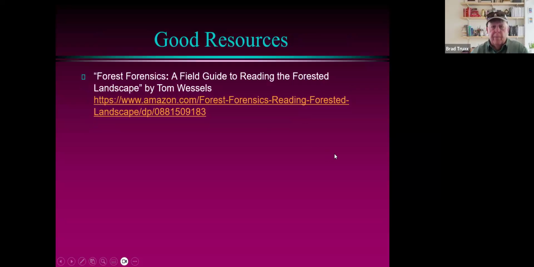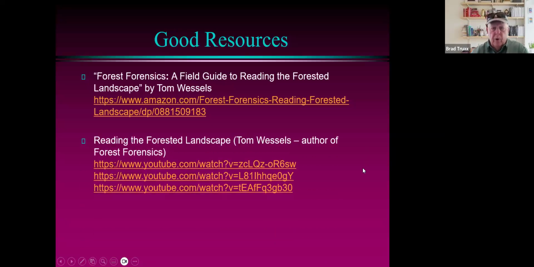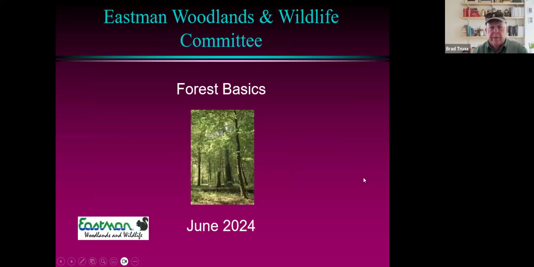So if you want to learn more about the forest and what you can see, I recommend a couple things by Tom Wessels. One is a book called Forest Forensics, a field guide to reading the forested landscape. And Tom Wessels has also done several YouTube videos on reading the forested landscape. These are very useful resources, and we recommend that you go to them.